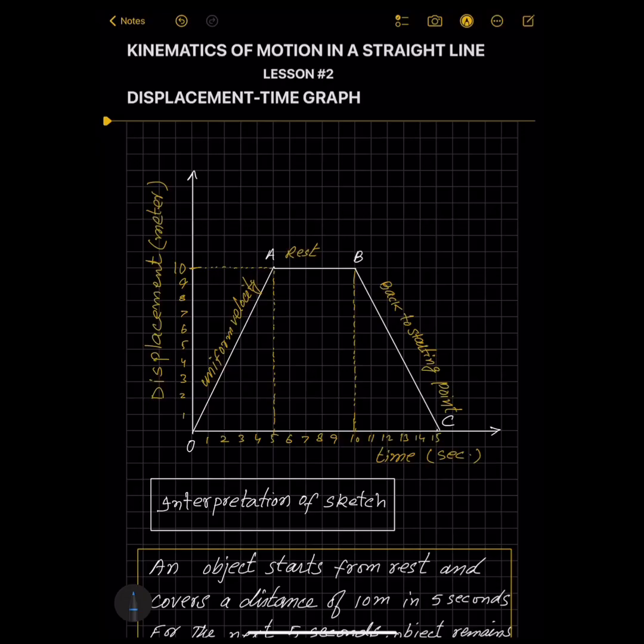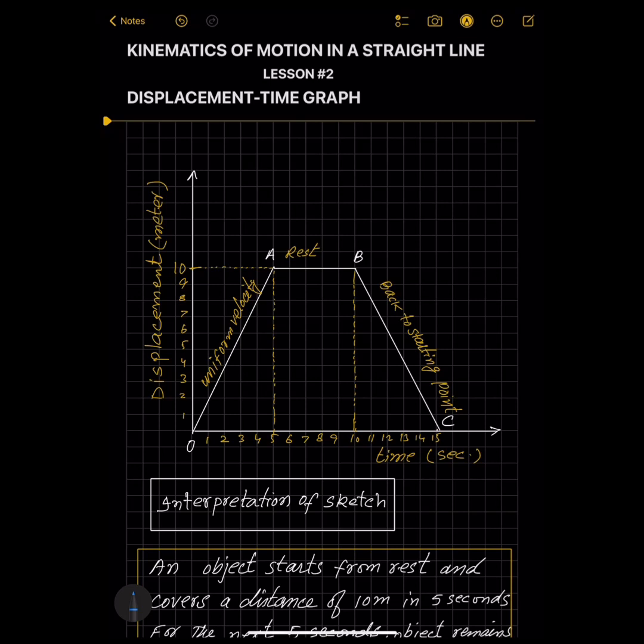Kinematics of motion in a straight line. This is lesson number 2. Displacement time graph. Look at this sketch. Time is along the x-axis and displacement is along the y-axis. Time is the independent variable and displacement is the dependent variable.